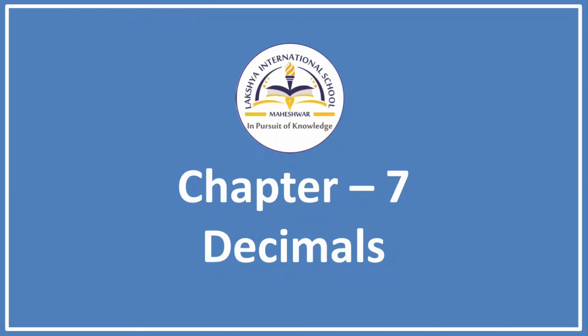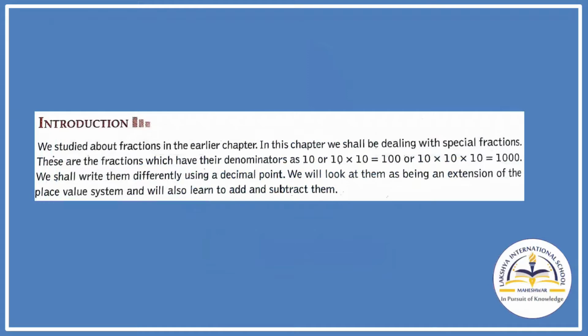Today we are going to start chapter number 7, that is decimals. Now we studied about fractions in the earlier chapter. In this chapter we will deal with a special fraction. These are the fractions which have their denominator as 10 or 10 into 10, that is 100, or 10 into 10 into 10, that is 1000. Now, we shall write them differently using a decimal point. We will look at them as an extension of the place value system, and we'll also learn to add and subtract them.